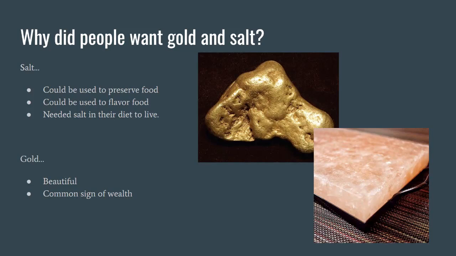Gold, on the other hand, was a sign of wealth. It was very beautiful. It was used especially in jewelry pieces, but even in some artwork and some armor as well. So these are two pretty hot commodities. Salt would actually be quite expensive. It is a very difficult thing to mine salt out of the earth. It's very dangerous. So that would be a product that would sell for quite a bit.